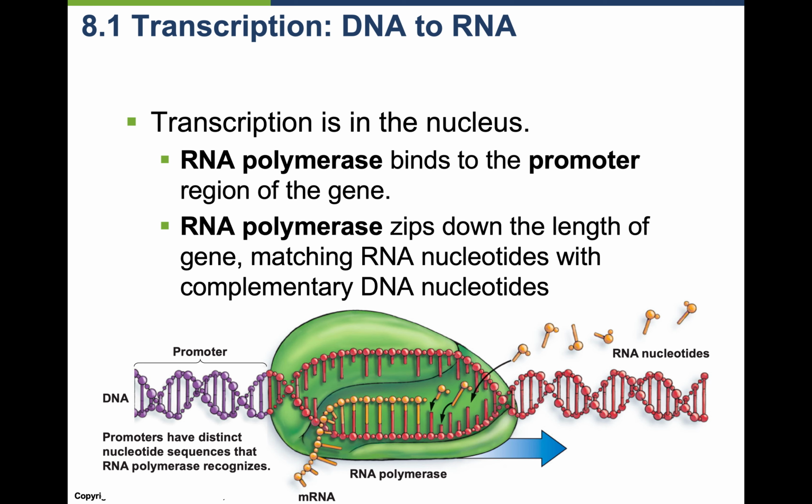Transcription in the nucleus, as we just talked about: RNA polymerase is going to bind to the promoter region. So here's your RNA polymerase. It binds to what we call a promoter region of the gene. The promoter region is just a region upstream of the actual translated portion that tells the RNA polymerase where to sit down. Then the RNA polymerase will literally zip down the length of the gene, matching RNA nucleotides with complementary DNA nucleotides, substituting U's in the place of T's.